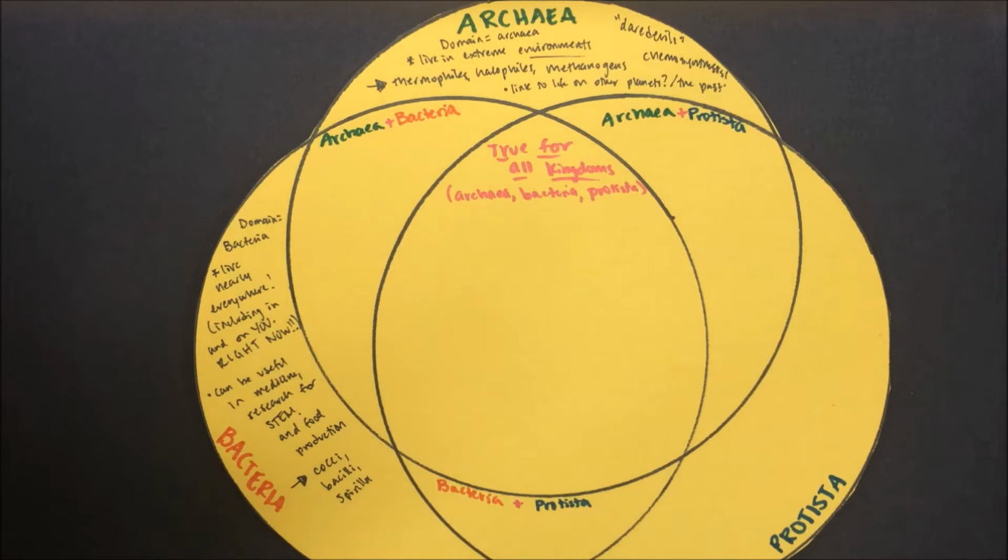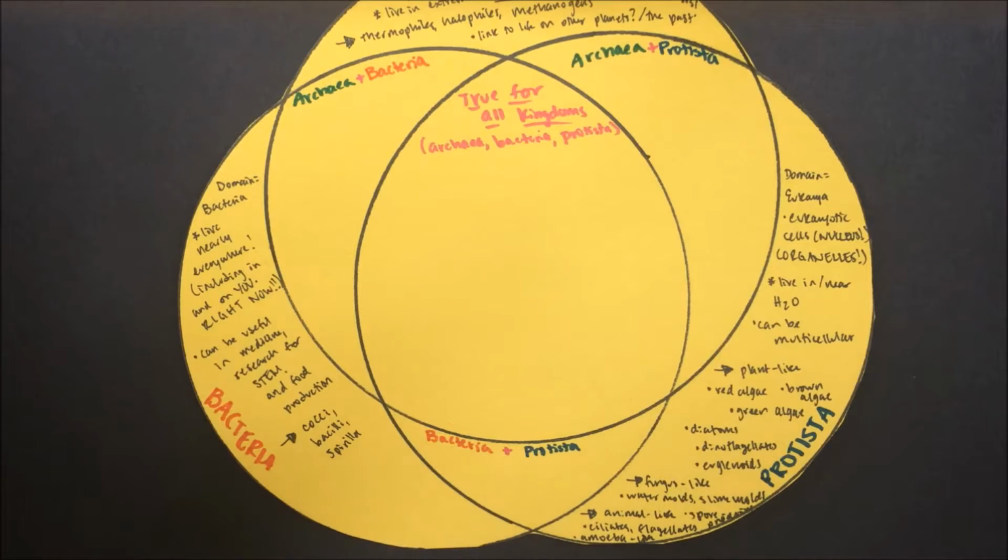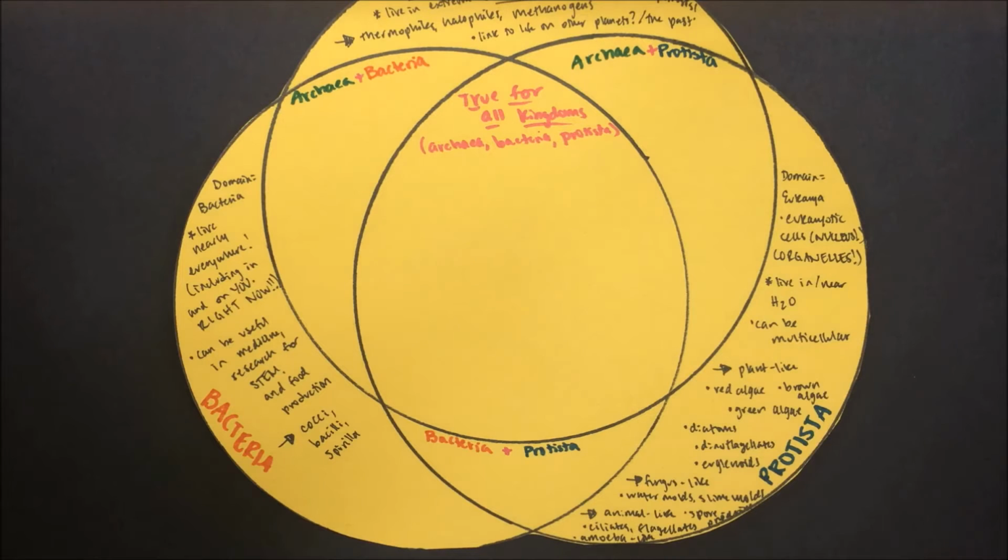Now let's talk about what's unique to the kingdom Protista. Protists are in the domain eukarya, which means that they have eukaryotic cells. That means their cells have a nucleus and membrane-bound organelles. They live in or near water and can be multicellular, though most of them are unicellular. They include our plant-like protists, red, green, and brown algae, diatoms, dinoflagellates, and euglenoids, our fungus-like protists, water molds and slime molds, and our animal-like protists, ciliates, flagellates, amoeba-like protists, and spore-producing protists.